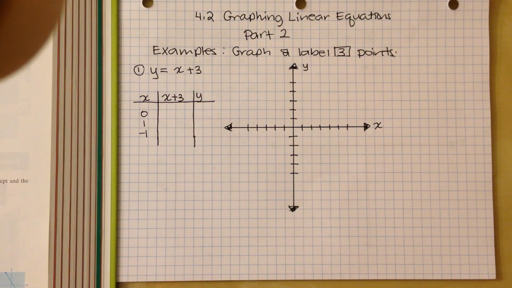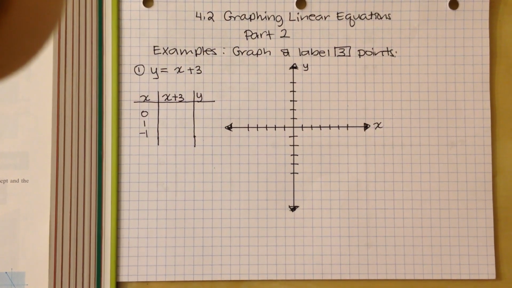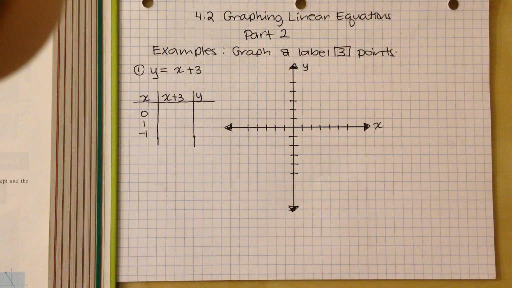Section 4.2, Graphing Linear Equations. This is part 2, so let's take a look at how to actually graph a linear equation, a straight line. What I'll ask you to do on your test would be the same directions as we have here, which is graph, and we want to label 3 points.